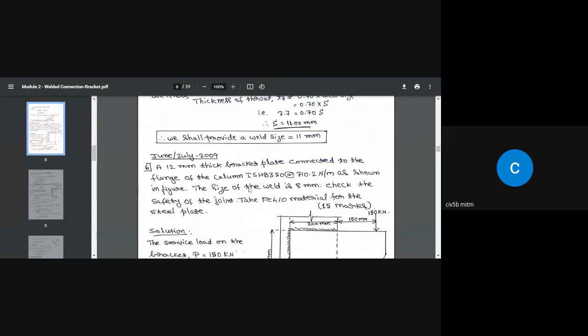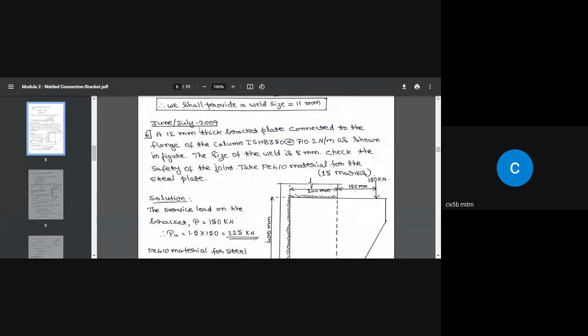Welcome to the class. Let us go with another type of problem in the bracket connection design. The problem is like this. A 12 mm thick bracket plate is connected to the flange of the column ISHB 350 as shown in the figure. The size of the weld is 8 mm. Check the safety of the joint. Take Fe 410 material for the steel plate.